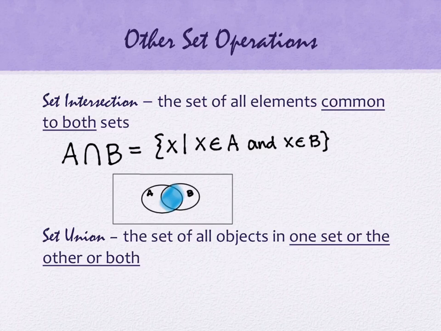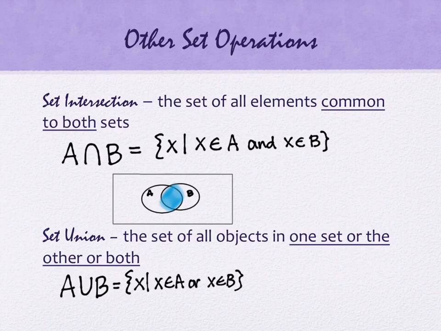The next one is the set union. The set union is the set of all elements that are in one set or the other or both. The notation actually looks like a U, so that one's easy to remember. A union B is the set of all x such that x is an element of A or x is an element of B.